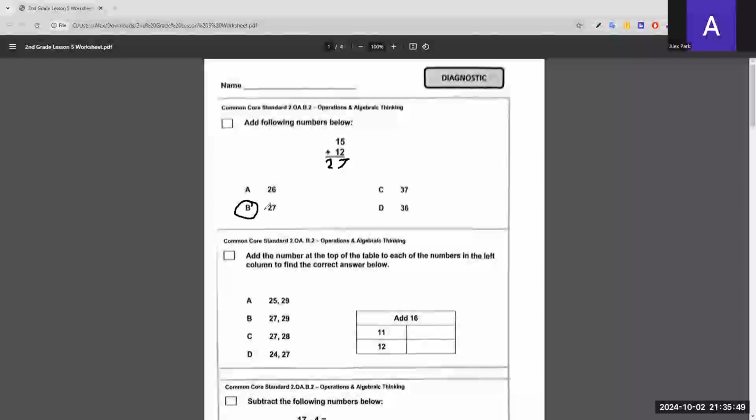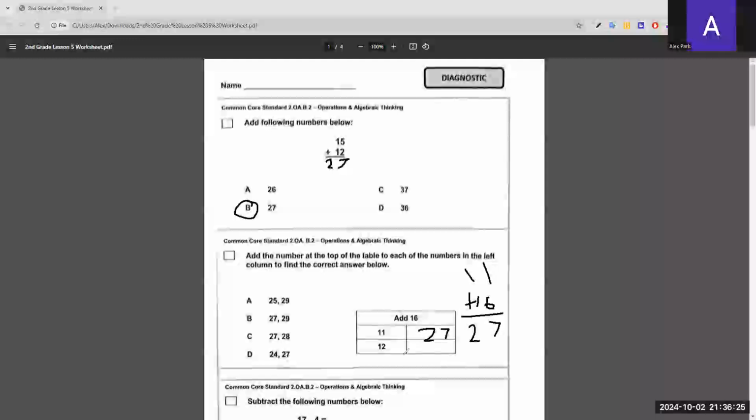Okay, number 2. Add the number at the top of the table to each of the numbers in the left column to find the correct answer below. So basically, we have to add what it says here to here and here. Okay, so it says 11 here, and we're supposed to add 16. Actually, let's do it going up and down so it's easier. 11 plus 16. 6 plus 1 is 7, and 1 plus 1 is 2. So that would be 27.